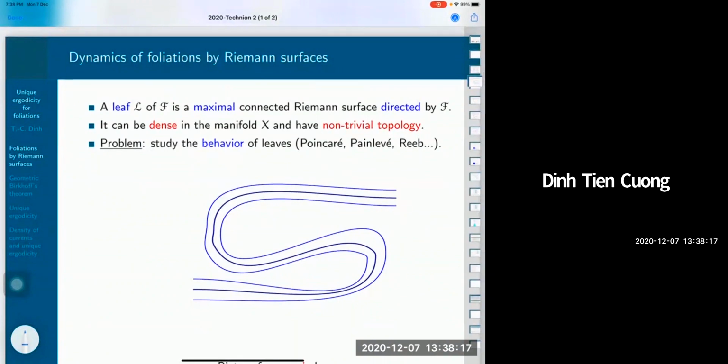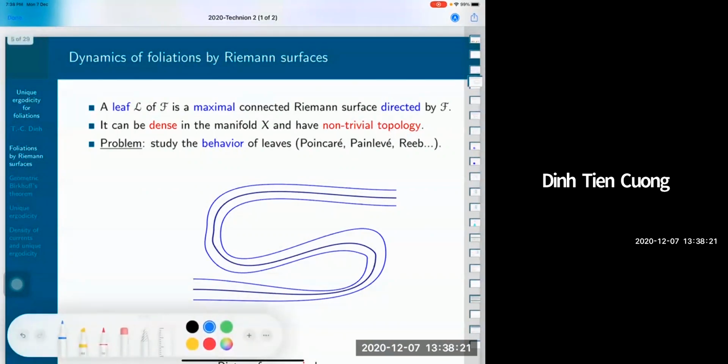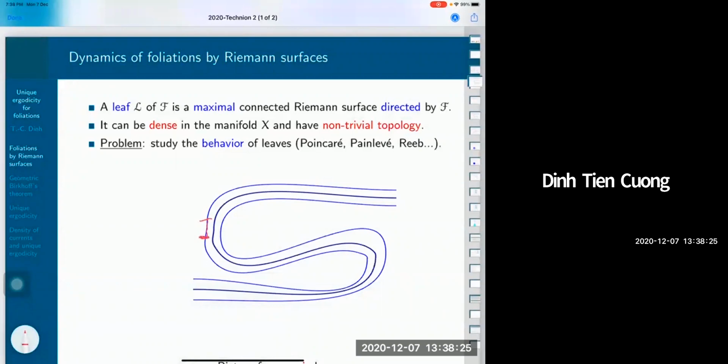Now a leaf. Locally, as before, here you have something that looks like a holomorphic disk. Now to get a leaf of F, you extend this Riemann surface to get a maximal Riemann surface. In this picture, this maximal Riemann surface will be a leaf of my foliation. Usually it is a Riemann surface that could be complicated. It's not closed in general, and it could be dense in the manifold. But if you are lucky, you can have a compact Riemann surface, but it's a very particular case.